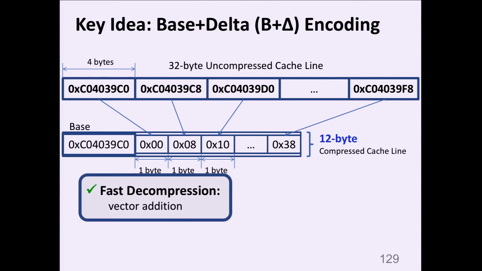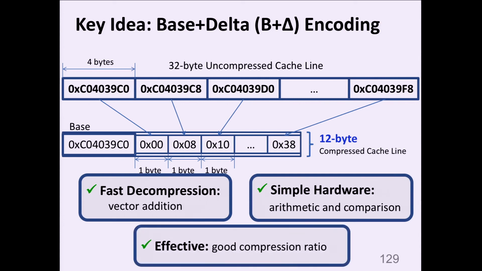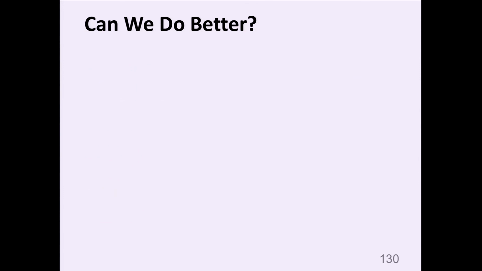So what are the benefits of this? One of the reasons why this is designed this way is the compression is really fast. We will see that. It's really a vector addition, right? You take the base and you add to it in a vector, all of these in parallel. Simple hardware, it's all arithmetic and comparison, but again, it adds hardware. And it has a good compression ratio. So can we do better?